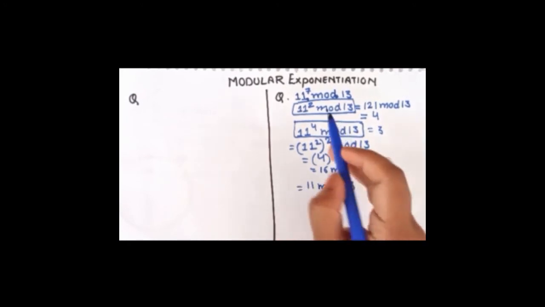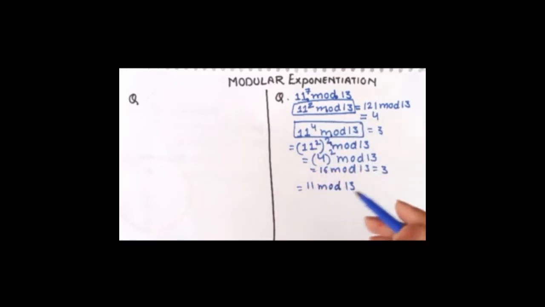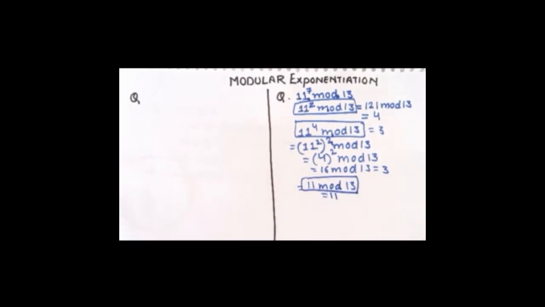Initially, if you remember, I told you to divide 7 in powers of 2, which is 2 plus 4 plus the left out value 1. So 11 mod 13 will give me just the value 11. Right. So I have found out the value for 11 to the power 2, I have found out the value for 11 to the power 4, and I have also found out the value for 11 mod 13.